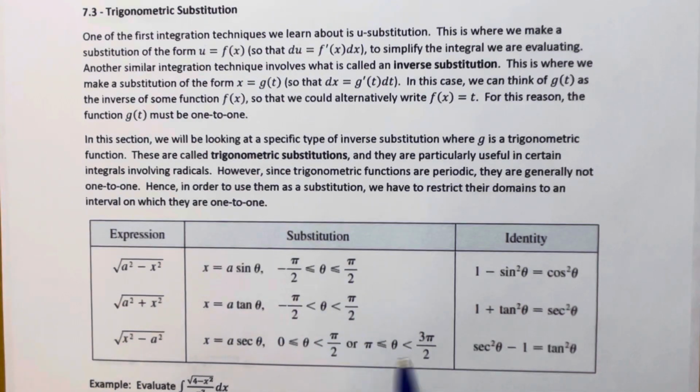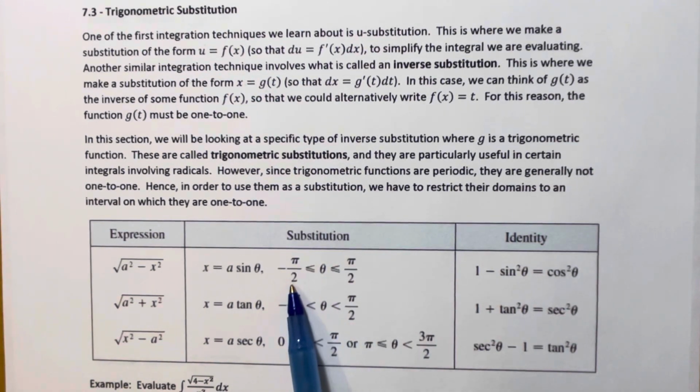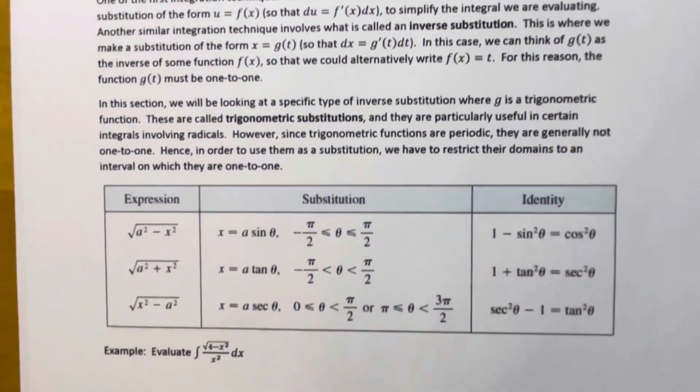You'll notice there's similar restrictions placed on the thetas here and here. These are going to be like background assumptions every time we do a trig sub. We're never really going to state these explicitly. So whenever I make a trig substitution, just know that these restrictions are automatically happening in the background.